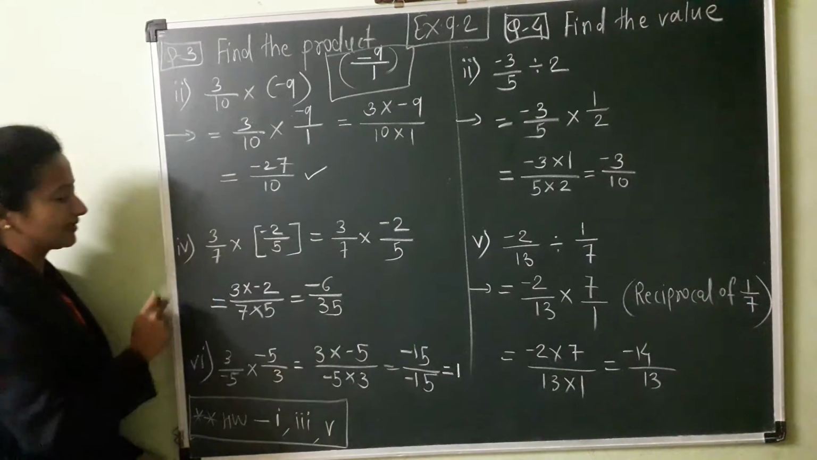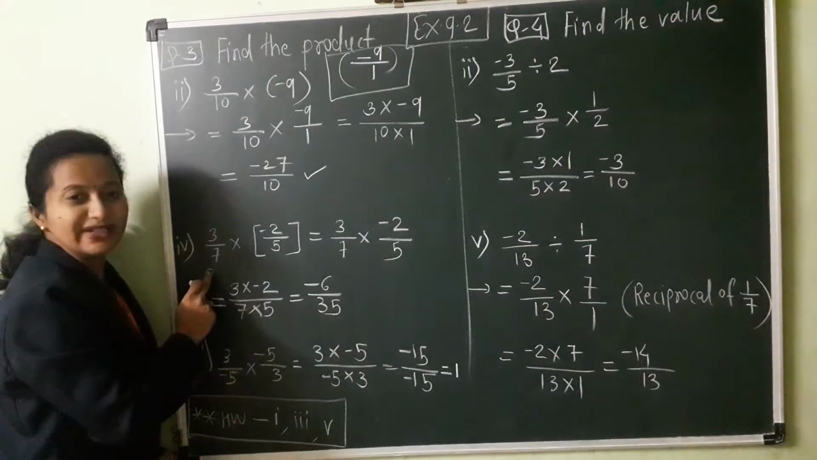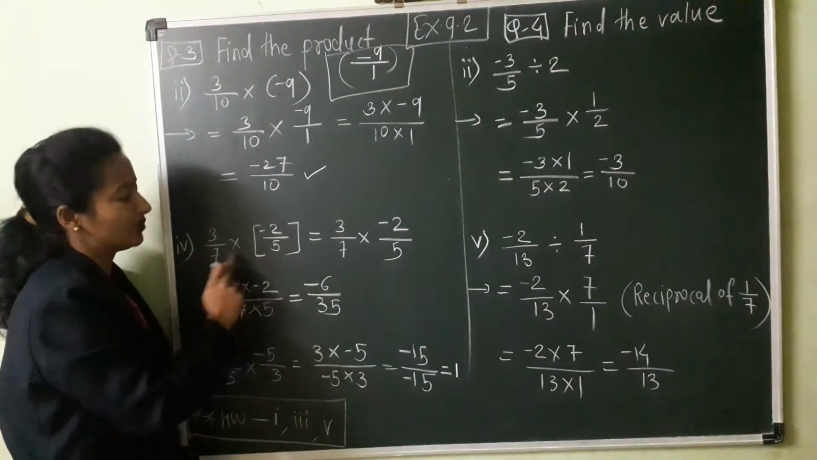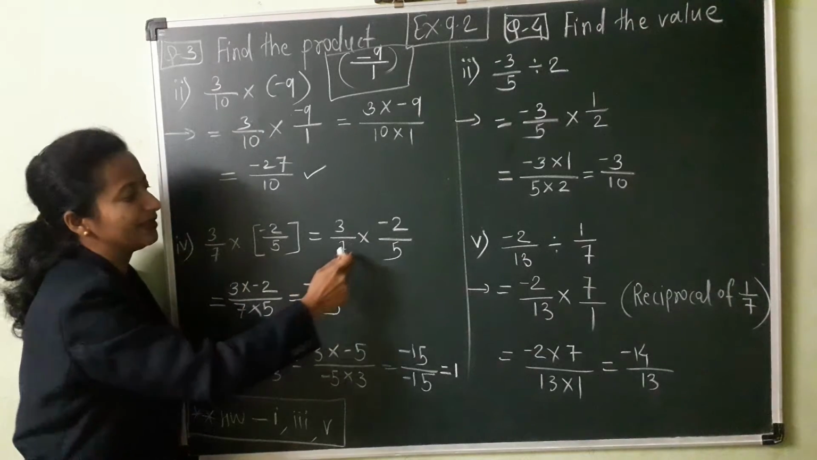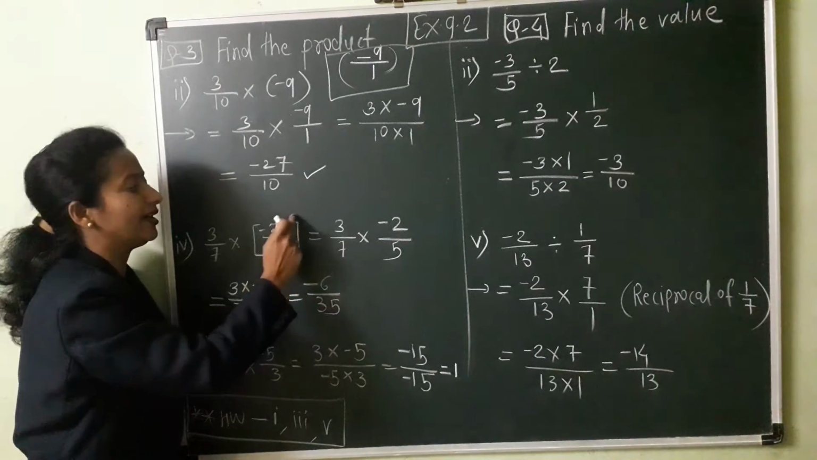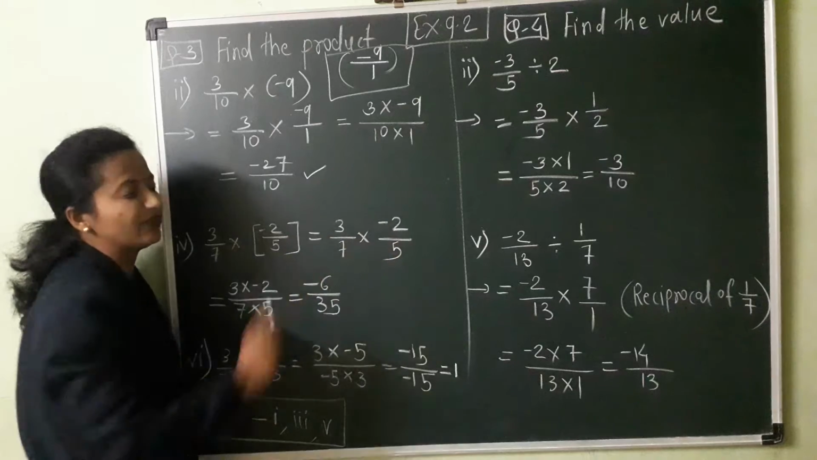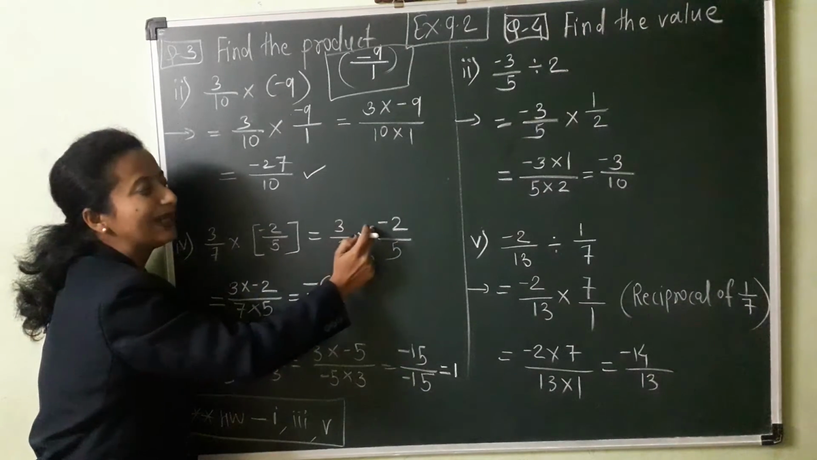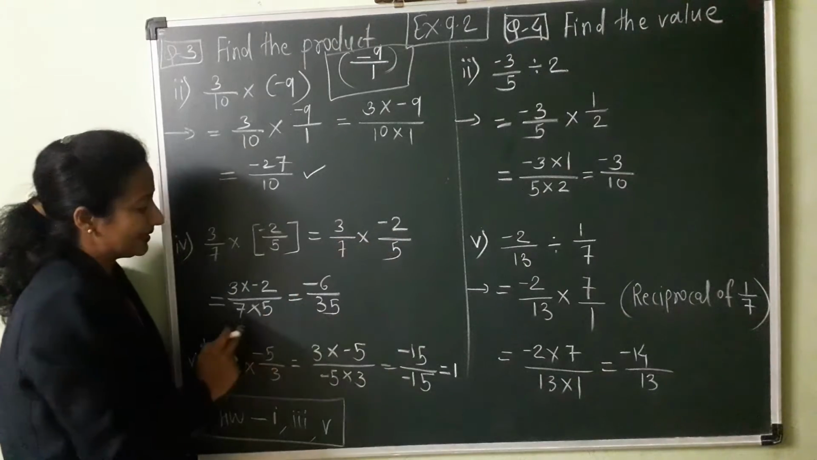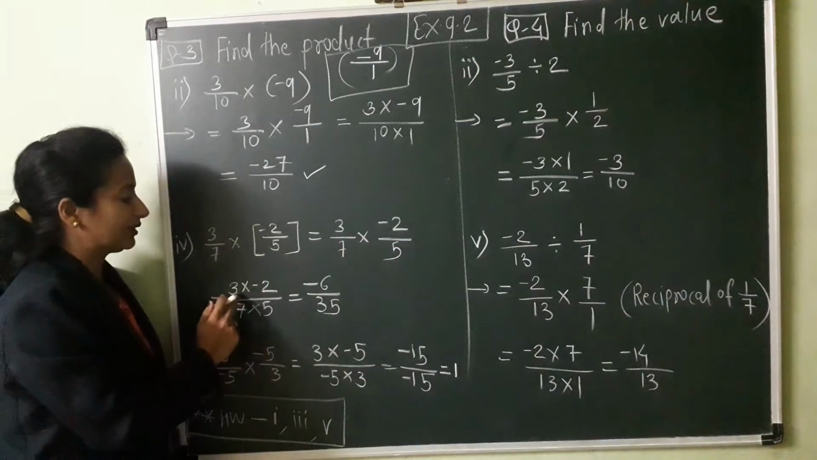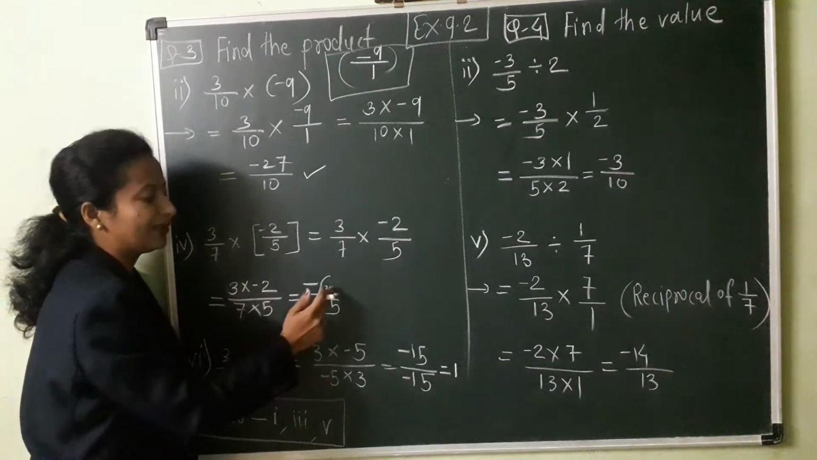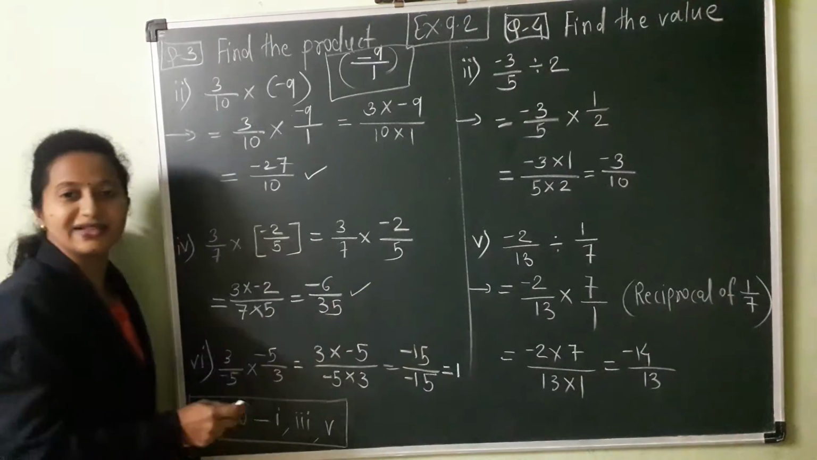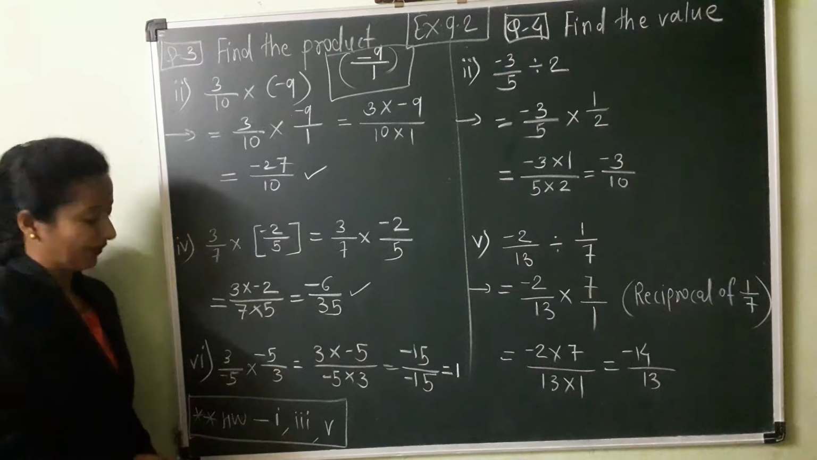One more sum: 3 upon 7 multiplied by, in bracket, minus 2 upon 5. Write the first rational number as it is, the multiplication sign as it is, and remove this bracket. So it's minus 2 upon 5. Next step, multiply numerator into numerator. That means 3 multiplied by minus 2 upon 7 multiplied by 5. So 3 multiplied by minus 2 is minus 6, and 7 5s are 35. So this is the answer for this question.